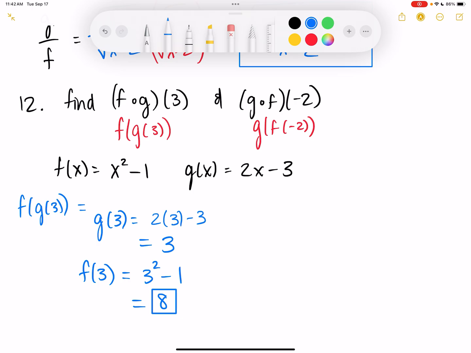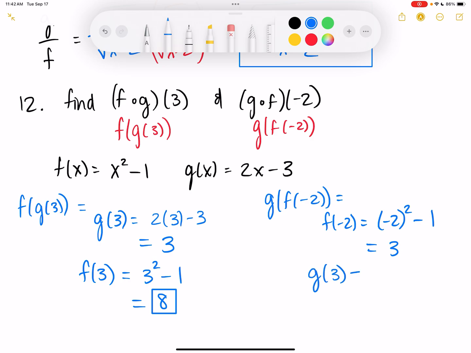For the second one, g of f of negative 2, I plug in negative 2 for x in f of x. So f of negative 2 is going to be negative 2 squared minus 1, which is 3. And then I do g of 3. So 2 times 3 minus 3, which happens to be the opposite of what we had over here, is equal to 3. So the two answers for this are 8 and 3.